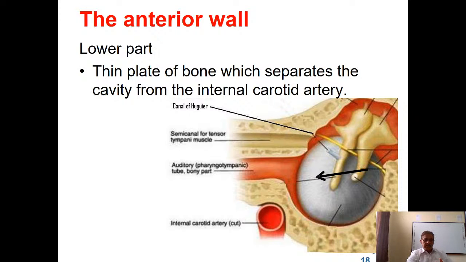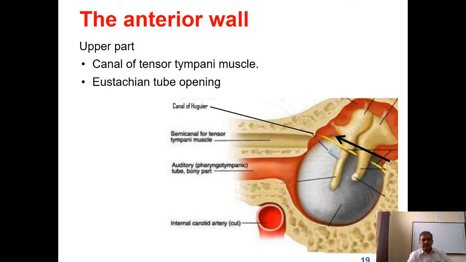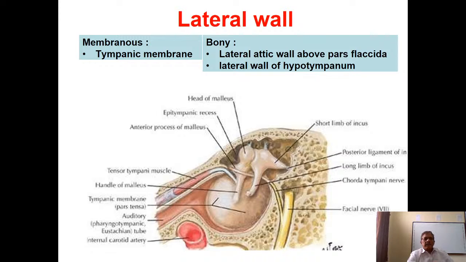The anterior wall, lower part, is the carotid artery, as we said. That's why it's called the carotid wall. And you have the Eustachian tube, and the canal for the tensor tympani muscle. Then we go to the lateral wall.